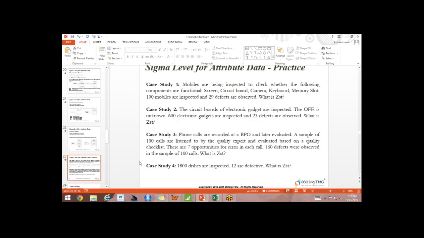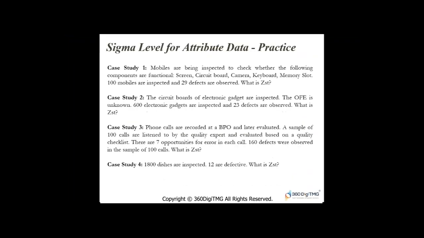All right. Here's the sigma level for attribute data. Here are a few examples. You can solve them and try to get the answer for your sigma level. Please give it a try. If you're unable to for any reason, look into the last recording on the learning management system. You'll find solutions to this. Okay. Let me go to the slide mode and let us move on and discuss yield.